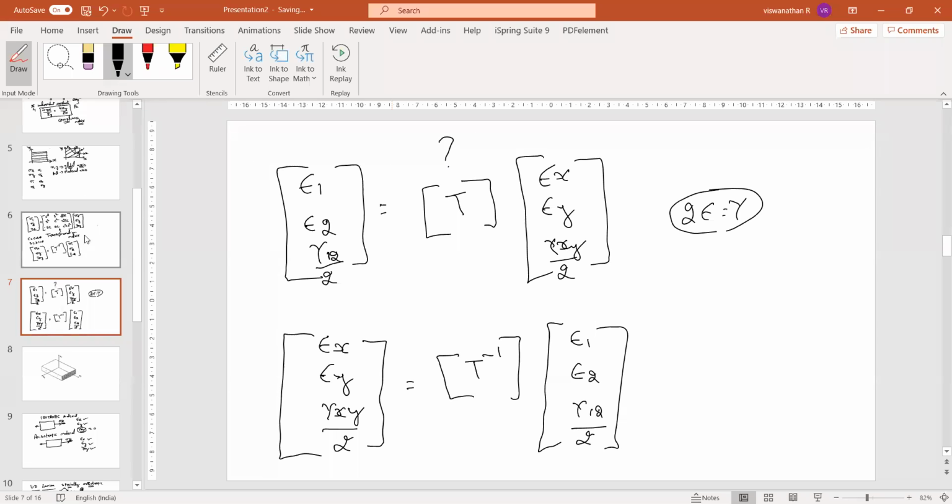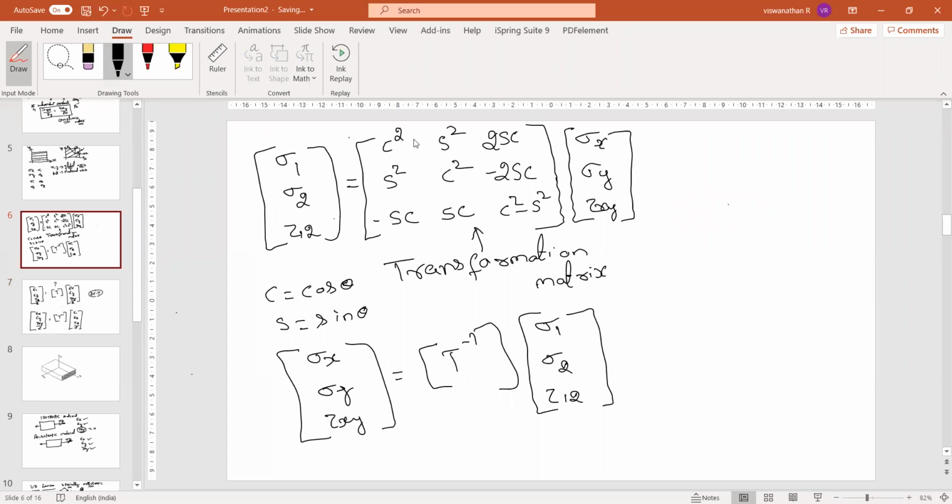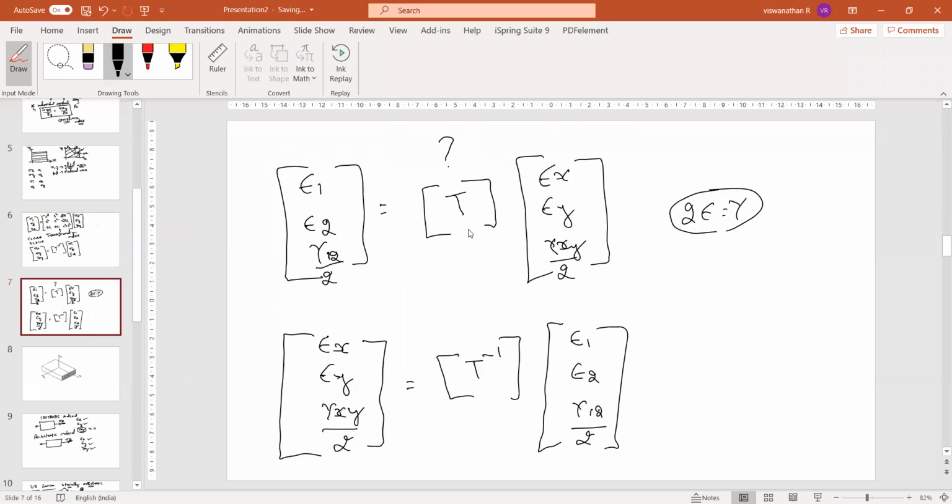It is the same one, the one which you use for the stresses: c square, s square, 2sc; s square, c square, minus 2sc; minus sc, sc, c square minus s square. So the same thing is going to be used over here as well. There's no change. The only change is you put gamma 1 2 by 2 here and gamma xy by 2 here.